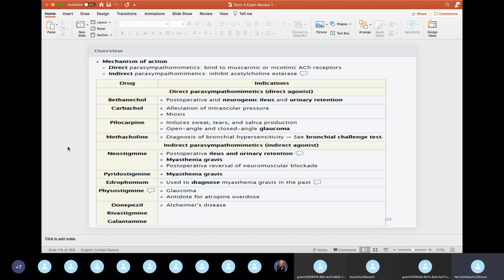Remember, they are ligand-gated channels, right? So we have influx of your sodium, calcium, potassium, chloride. Contrast this one with your muscarinic, right? Your muscarinic is Gs, Gi, and Gq, right? I forgot.